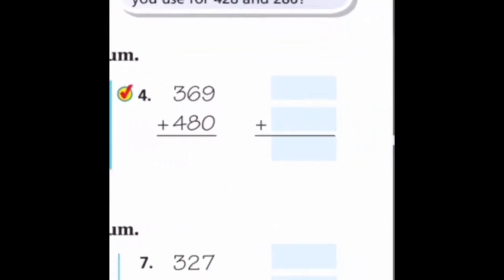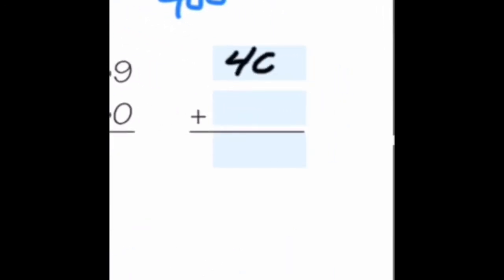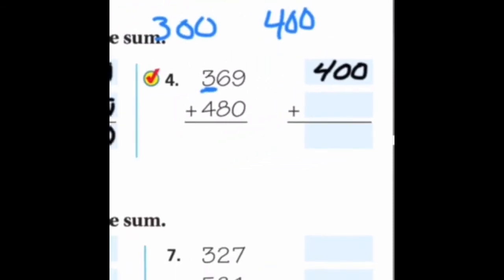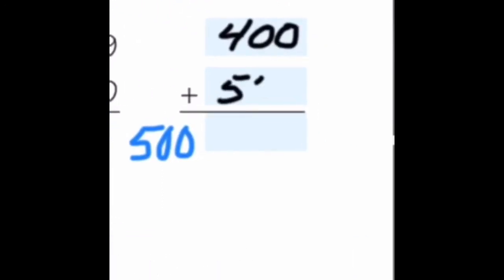And number 4. Again, hundreds, so we'll round to the nearest hundred. 369, so our first choice is 300. Our other choice is going to be 100 more than that, 400. 369 is closer to 400 than it is to 300. And finally, we have 480. So our first choice, 400. Our other choice is 500. 480 is closer to 500 than it is to 400. So that's our estimate. And 400 plus 500 is 900.